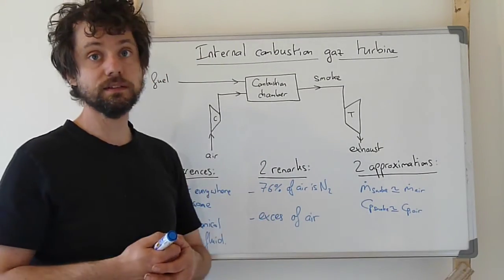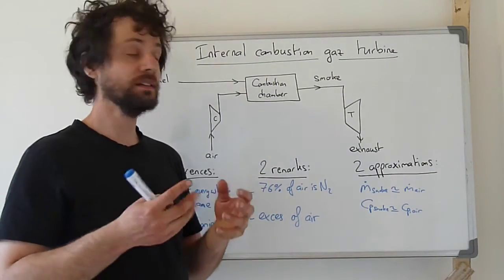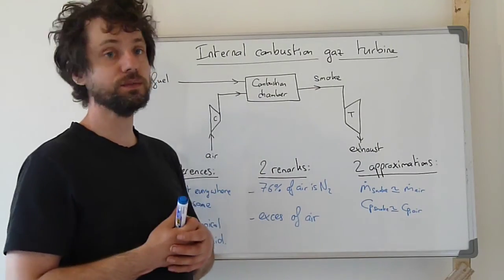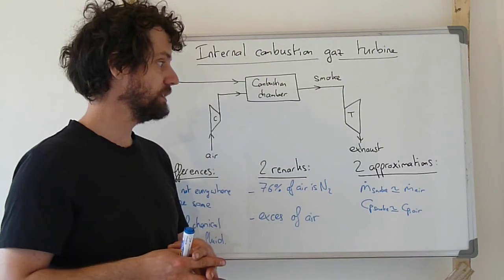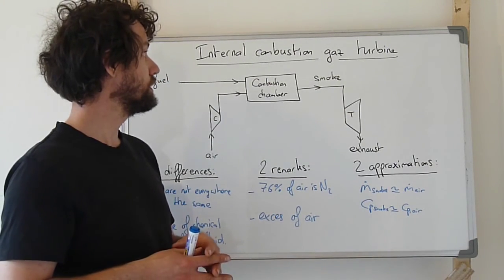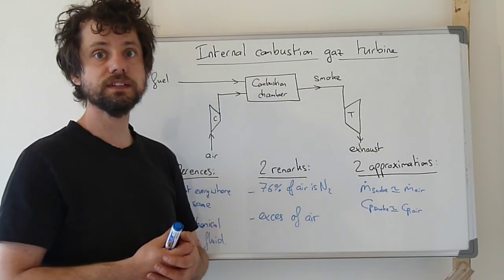So what can we conclude from this approximation? Simply that an internal combustion open gas turbine cycle can be treated as if it was a closed cycle, and all the developments that were made before for the external combustion closed cycle are still valid for this kind of cycle.